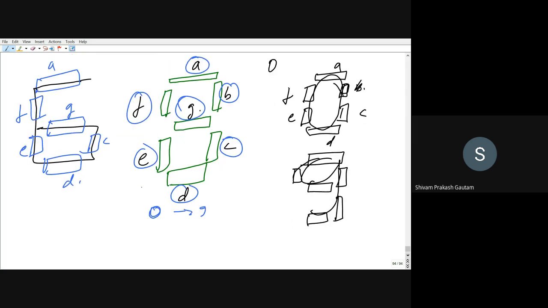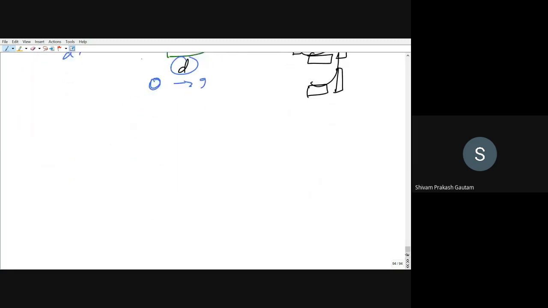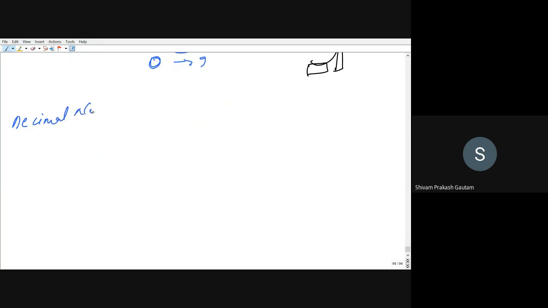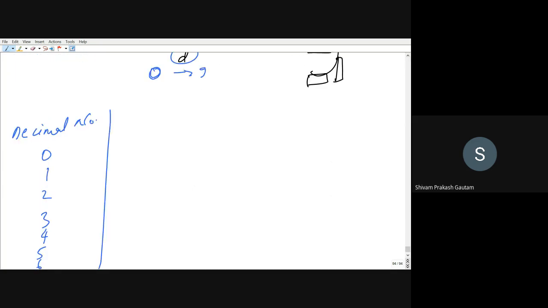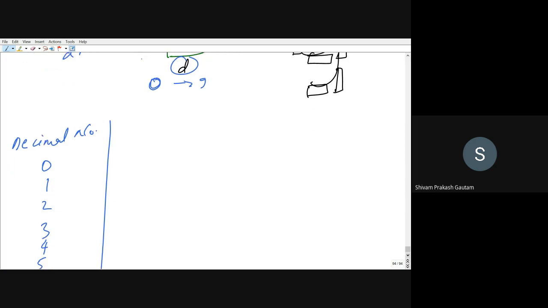To glow these numbers, I will make the truth table first. Let us say we have the decimal number, which can be 0, 1, 2, 3, 4, 5, 6, 7, 8, and 9. Then we have BCD, which we can write as A3, A2, A1, and A0. 4-bit BCD is there. And then we have the 7 segment LEDs, that is A, B, C, D, E, F, G.